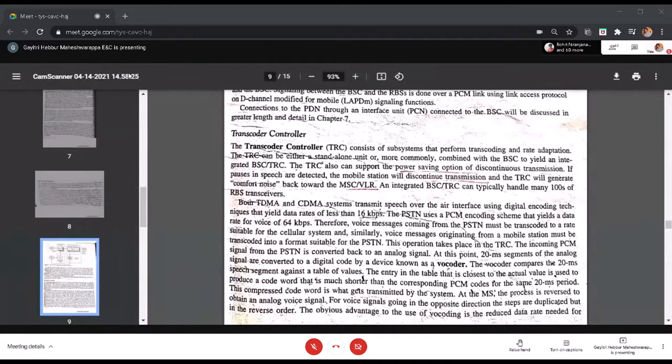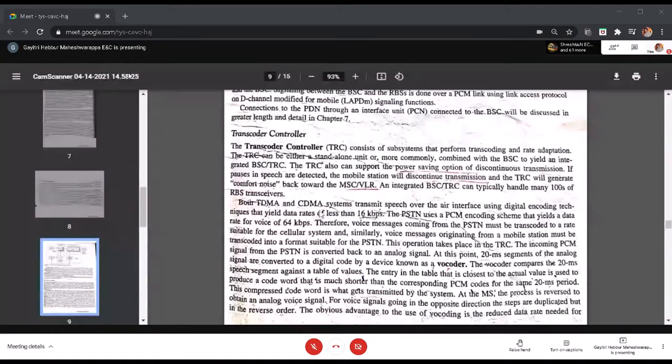Unwanted noise will not be added within that particular time, which is why it generates some comfort noise. It requires very little power to transmit the low-power noise when pauses in the speech are detected. So that is one of the options provided by the TRC for power saving.